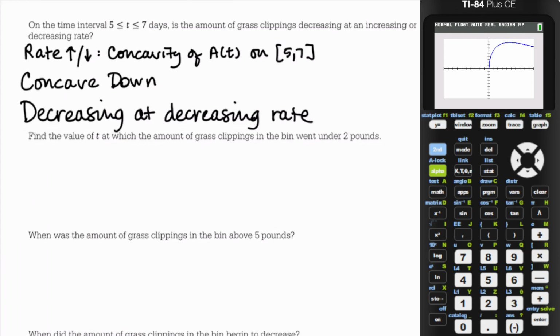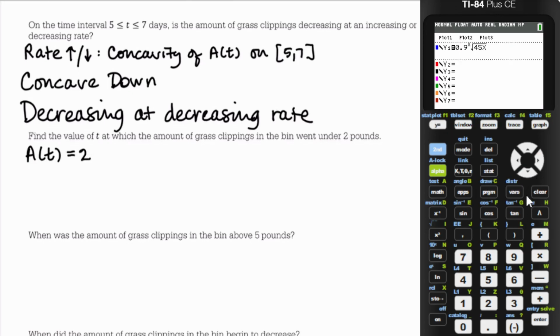Find the value of t at which the amount of grass clippings in the bin went under 2 pounds. So really what I want to know is, when does A of t equal 2? I would go in here and graph y equals 2, and see that I had that intersection at the beginning, during the first few days when they were dumping grass clippings in, but I'm looking for the intersection that's happening much later, so I need to change the window. I'm going to let t run from 0 to 30.